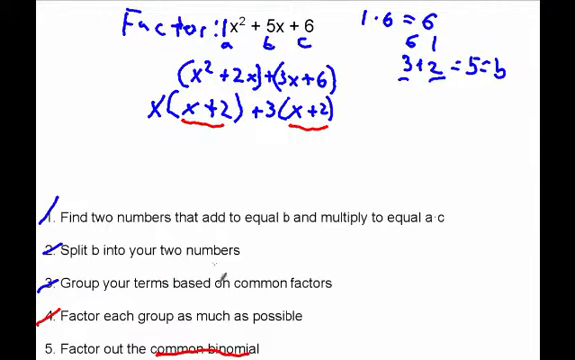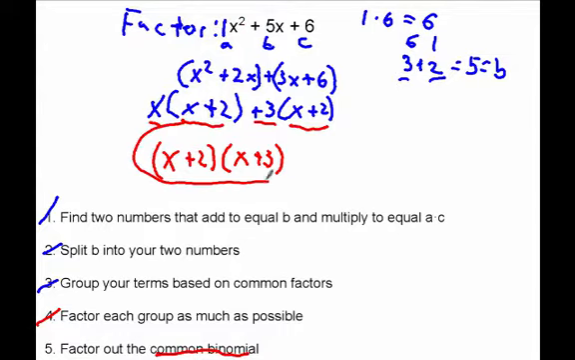Now it says factor out the common binomial. Well, really this just means to regroup. I can factor out the x plus 2, put that in parentheses, and then together in another set of parentheses, I put in our remaining terms, x plus 3. So what I've done is I've taken my trinomial and I have factored it into two binomials. So this expression here is the exact same thing as this expression here.